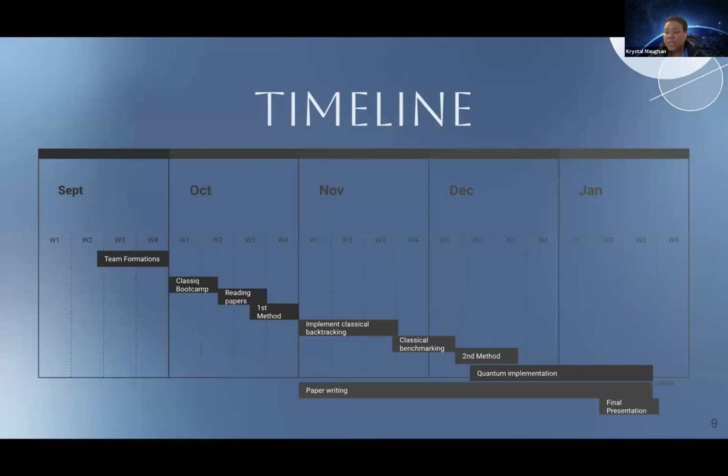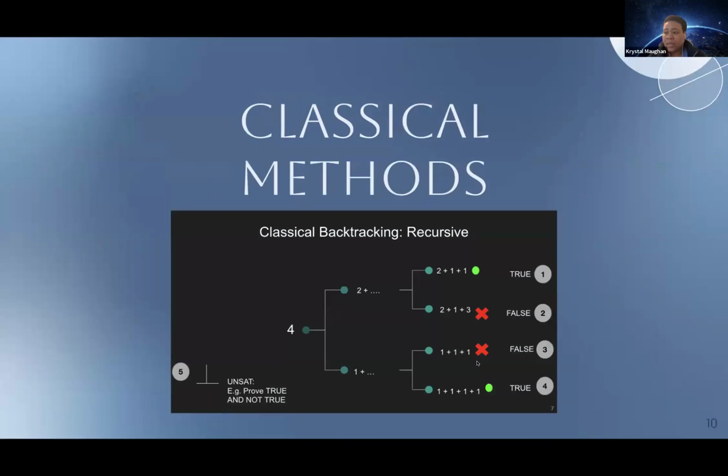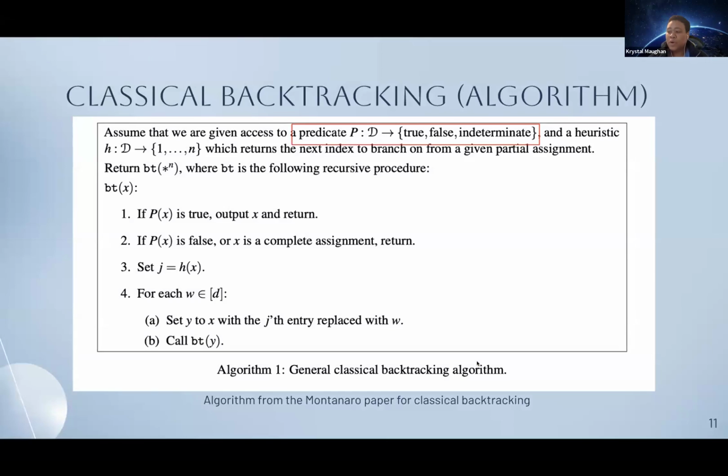So our timeline was something like this, where we spent quite a bit of time after the Classiq bootcamp reading and trying out the first method, implementing the classical backtracking and benchmarking that. And then we switched to our second method, which is a quantum implementation based on mentorship from Eden. So you'll see that we have a first method here and a second method. For our classical methods, we had them from our paper, which showed this predicate and a heuristic such that we get some kind of an assignment that either leads to a solution or recurses until it finds one, or doesn't find that the solution exists.